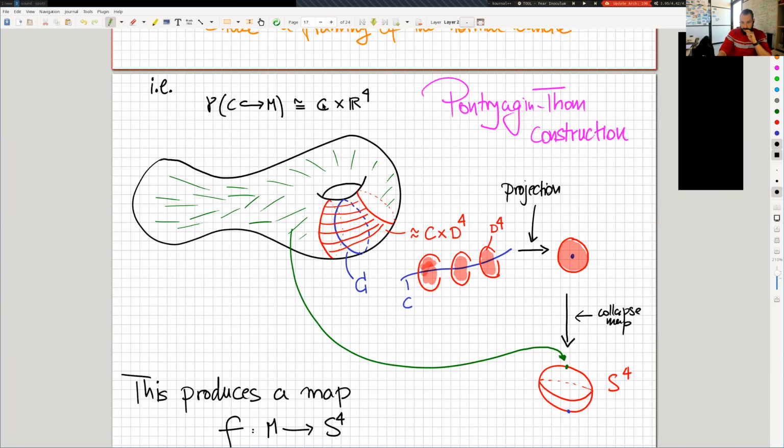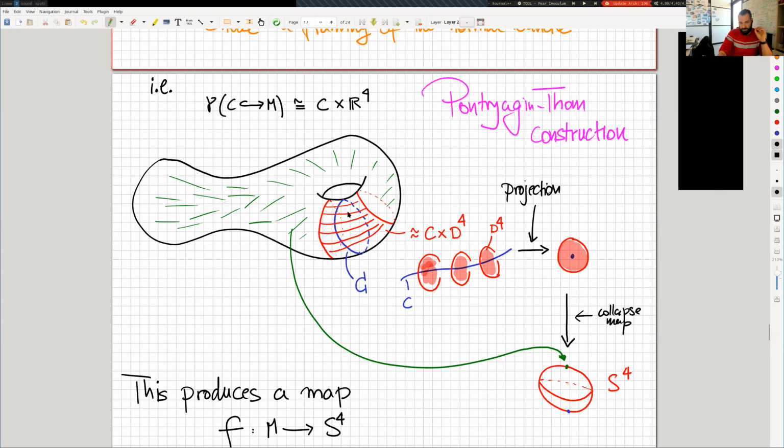Okay, so because everything is compact, you can just say, I take the corresponding disk bundle, I replace R4 with a disk, and this represents a neighborhood of my circle here. So now I want to produce a map from this manifold to S4. And now I tell you first how I map the points in the red, and then I tell you how I map the points in the green.